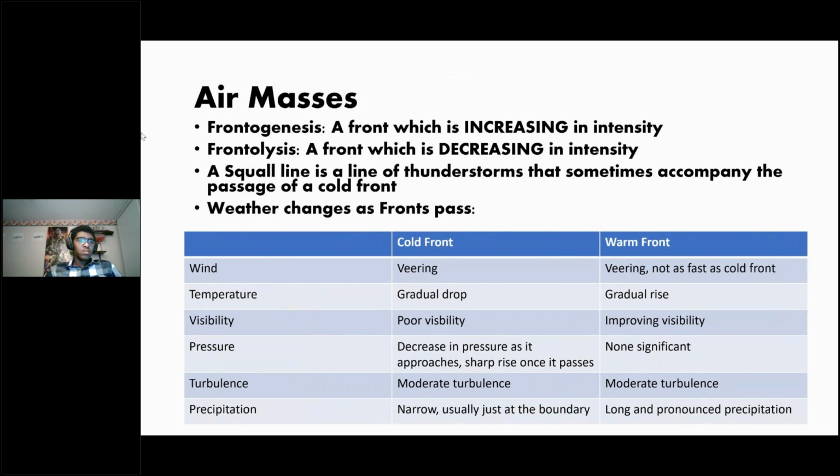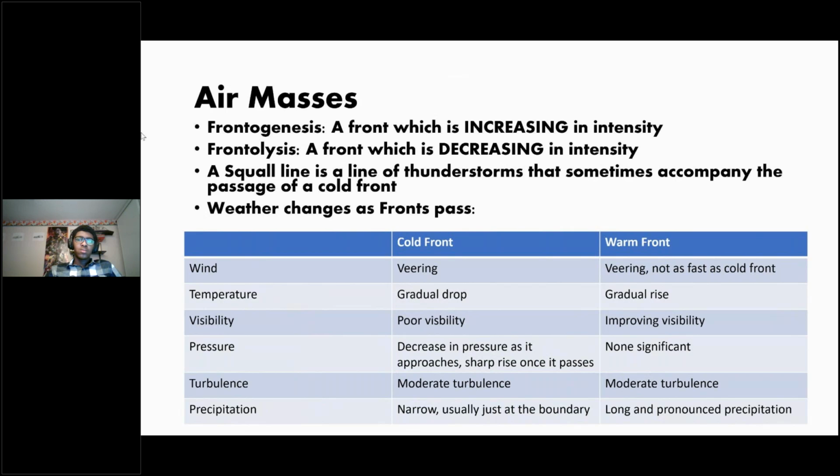So yeah, cool. This little table here just shows the kind of weather changes you can expect as a front passes. For wind in a cold front, you can expect it to veer, which means the wind changes direction clockwise. For a warm front, you can also expect veering, but not as fast as a cold front. The temperature, obviously, for a cold front would gradually drop because it's cold, and in a warm front you would expect a gradual rise.